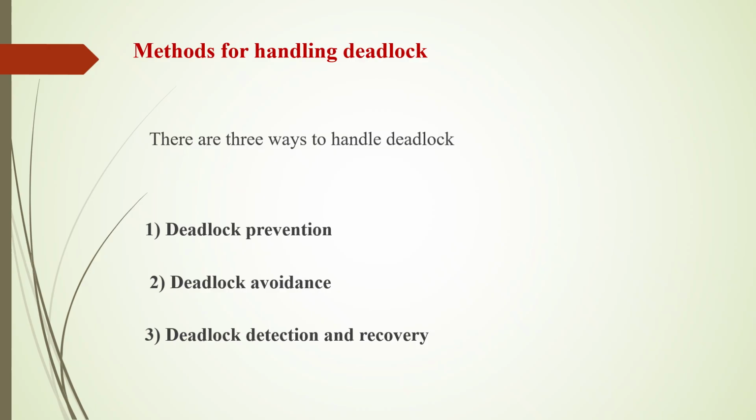To conclude, we can say that deadlock can be handled in three ways: prevention, which stops deadlock from occurring; avoidance, which allocates resources carefully to keep the system safe; and detection and recovery, which identifies deadlock after it occurs and then removes it.